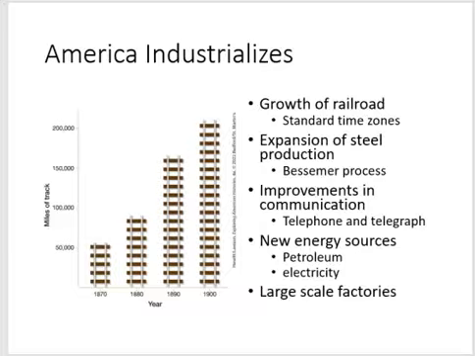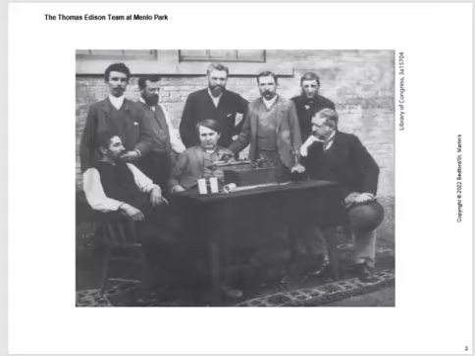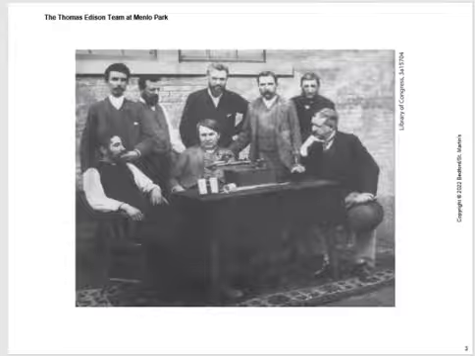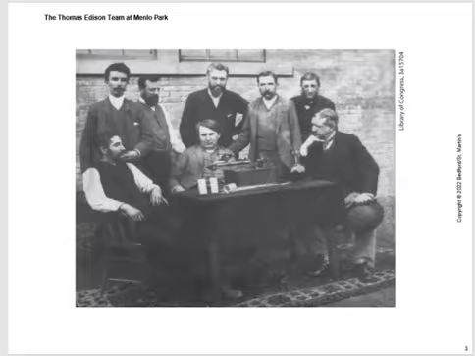By the end of the 1800s, and here's a picture of Edison and his little crew, you're going to read more about these guys and what they're doing at Menlo Park. By the end of the 1800s, the U.S. economy was larger, faster, more connected, and more industrial than ever before. But this growth also led to a new question: who gets to control all of that wealth and power?